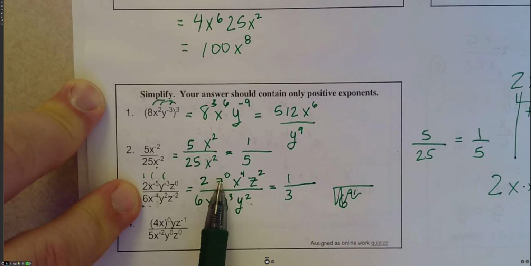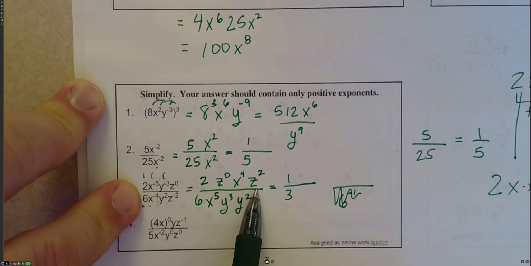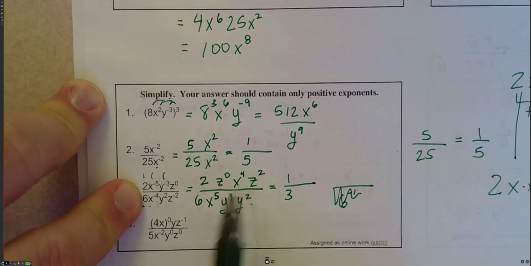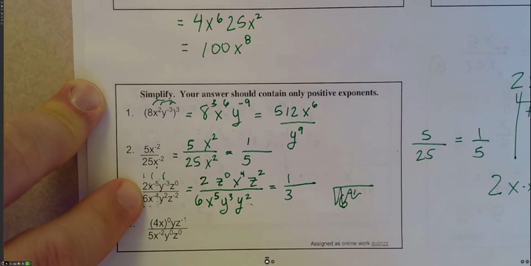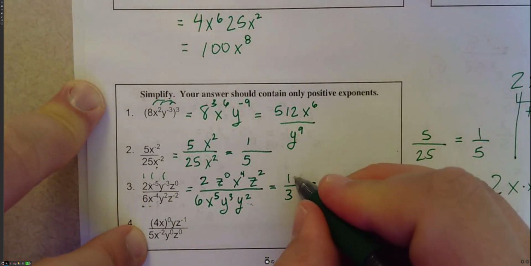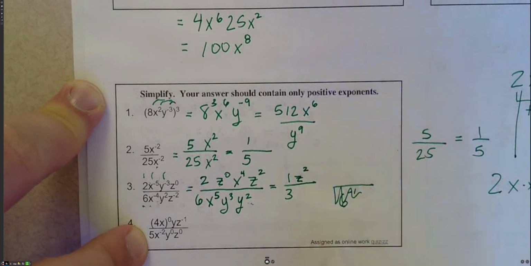Z's. Z to the 0 and Z to the second on top gives me... you add them. So you add. So Z to the second, there's no other Z to challenge. Done.